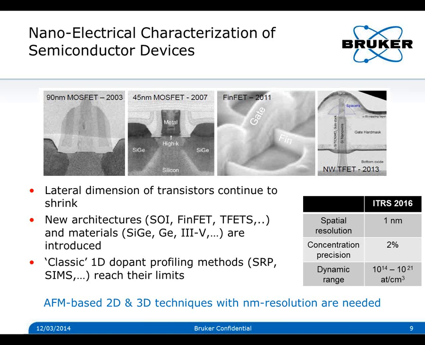And if we look at the ITRS roadmap, the International Technology Roadmap for Semiconductors, that's reflected in those roadmap numbers or targets for the metrology. Spatial resolution of 1 nanometer, carrier concentration of 2% precision, and a range of 10 to the 14 to 10 to the 21. Challenging numbers. Classic methods have run out of steam. They don't have the resolution or the sensitivity or the combination of both to do this measurement. So more and more people are turning towards AFM to see how AFM can solve this challenge.